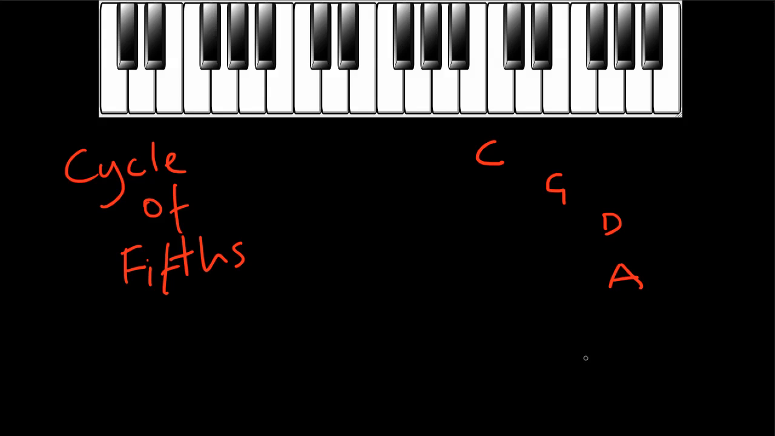Okay, and we're going to keep doing this until we've gone all the way around our cycle of fifths. So the next note in our cycle of fifths will be an E. And we get that by jumping up a perfect fifth from an A. There's our A. Jump up a perfect fifth, we get an E. And we need to keep this process going to keep building our cycle of fifths.